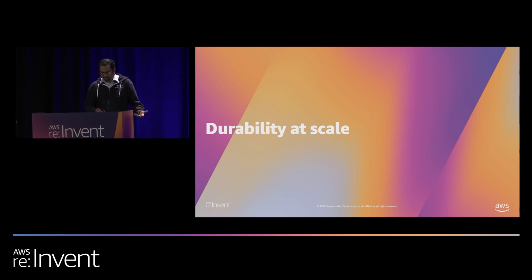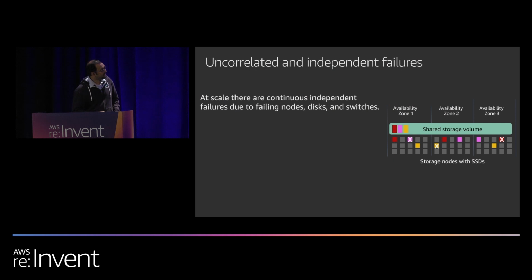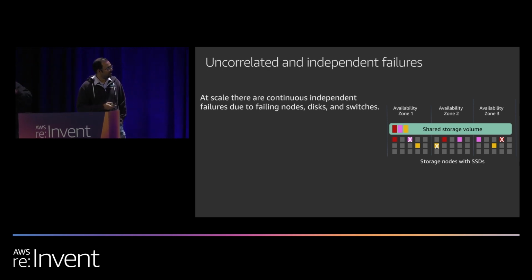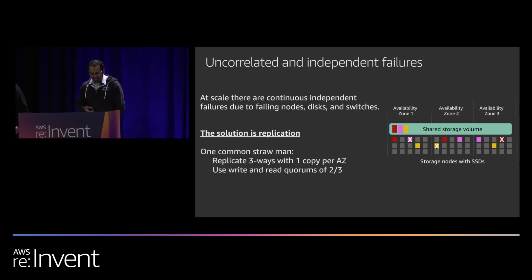We looked at a single storage node. So let's look at how we achieve scale. At scale, there is going to be some failure in the fleet at any given point. There are going to be failing nodes, failing disks, failing switches, and so forth. So how do we handle that?